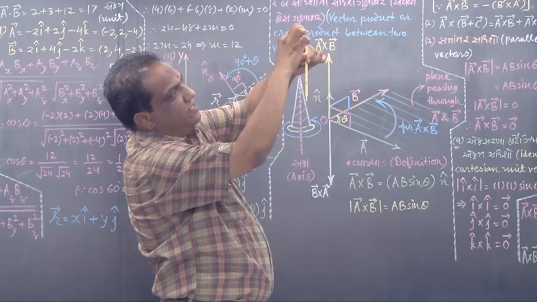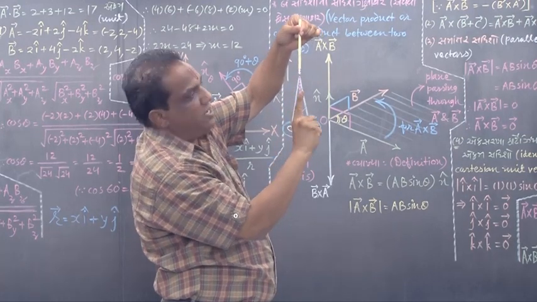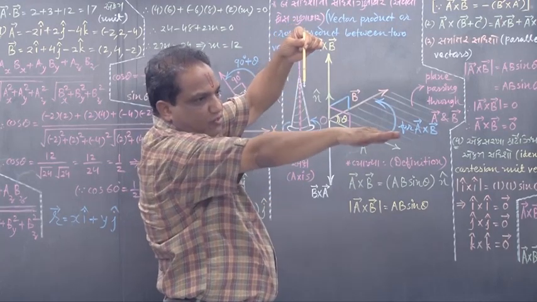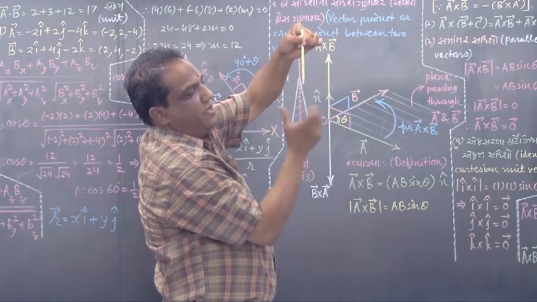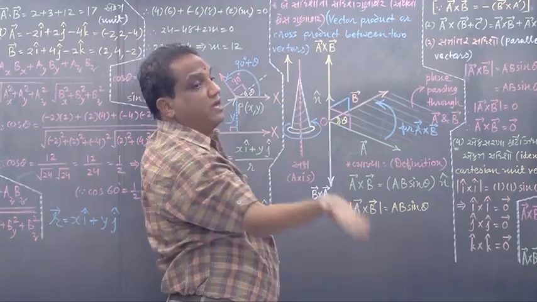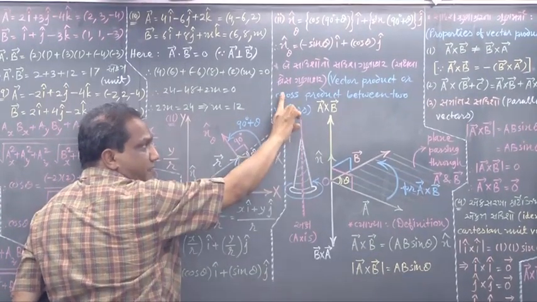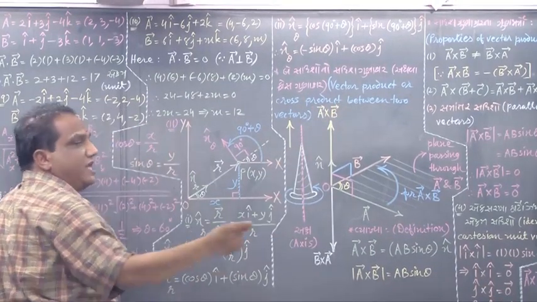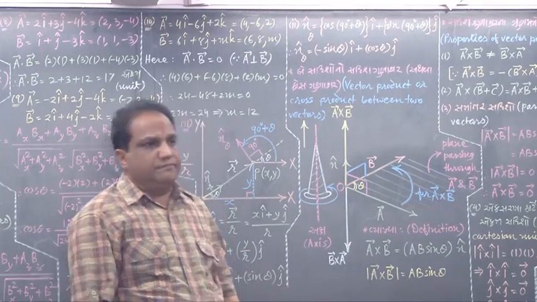Here is the head, here is the tail. So at the head, I should fix the screwdriver, and then I should rotate it this way. Correct? Because the first vector is rotating to the second vector this way. In the same manner, when I rotate it this way, the screw will advance vertically upwards. The direction of advancement of the right-handed screw, which is right now vertically upwards, is taken as the direction of vector A cross vector B.